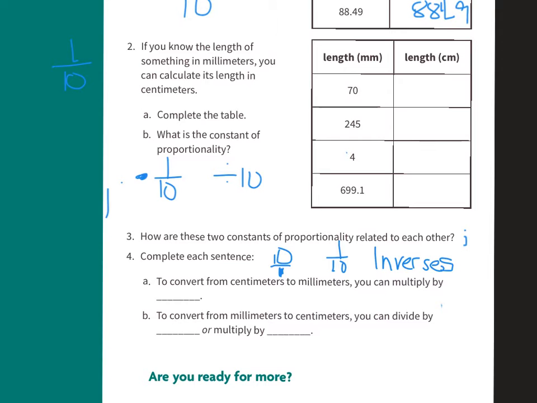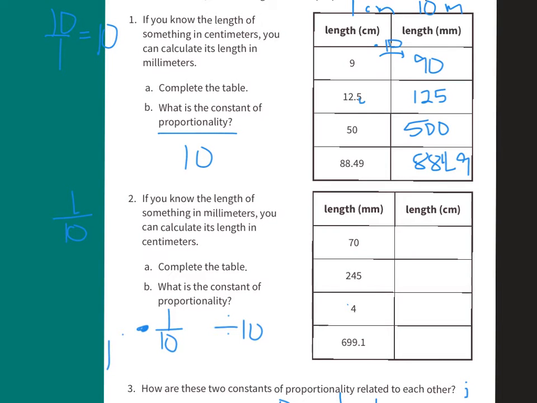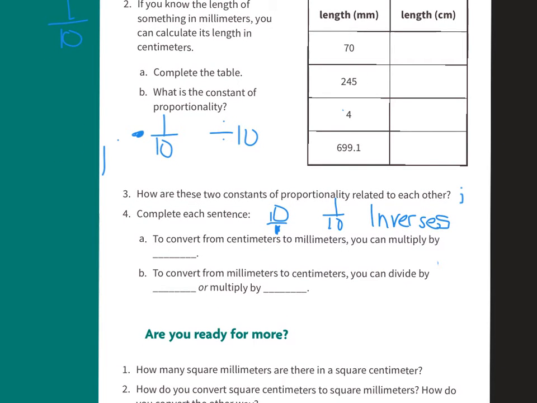Okay, so if you notice up here in the columns, all they did is flip centimeters and millimeters. First centimeters was to millimeters, and then millimeters was to centimeters. So we can do the same thing with the constant proportionality. If we take the table and switch columns, we just have to flip, or take the inverse or reciprocal of, the constant proportionality. So to convert from centimeters, number 4 at the top of page 23, to millimeters, you can multiply by 10. To convert from millimeters to centimeters, you can divide by 10 or multiply by 1/10.